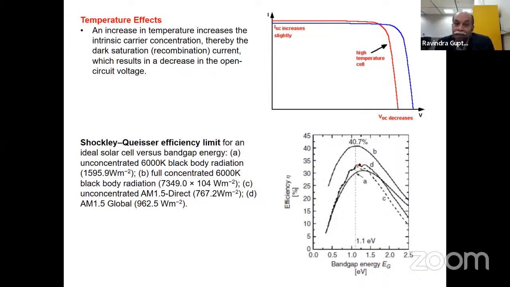So we can get the highest conversion efficiency of 32%. This is our limit for the single junction PN solar cell. And this is for 1.1 electron volt.